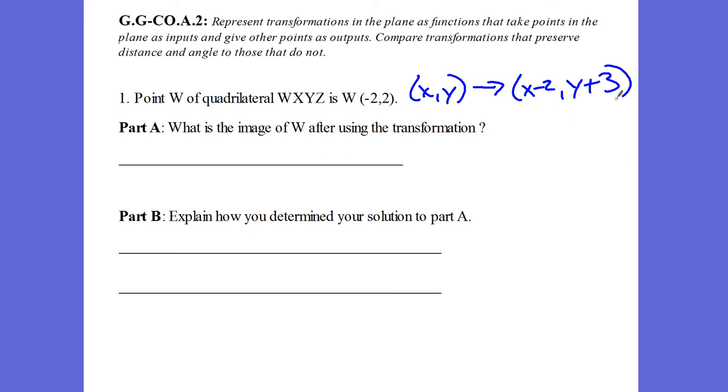There you go. All right, okay, so now, after that transformation, so that means I'm doing what to my x value? You're going to subtract 2. Subtract 2, so -2 minus 2? Negative 4. So W prime is going to be at -4. Now, for the y values, it's going to be 2 plus 3, which gives me? 5. Bam, there we go.